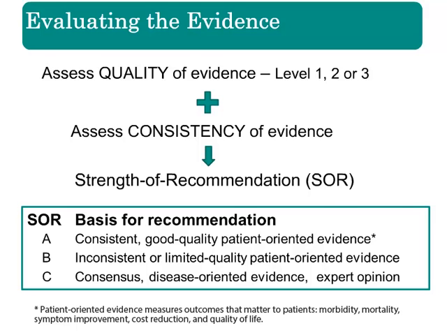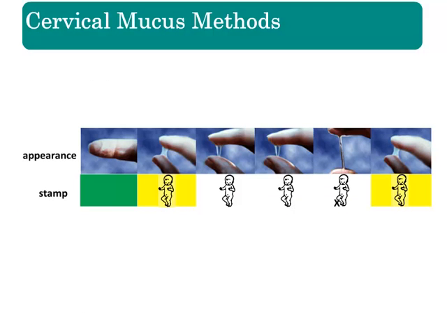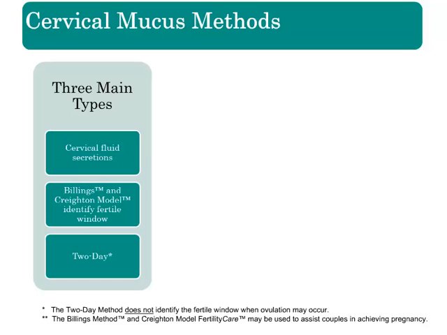woman's cervical mucus. Cervical mucus methods rely only on the observation of a woman's cervical mucus or fluid secretions. These are sometimes called ovulation methods because most of these methods indicate when a woman may ovulate. There are a few different cervical mucus-based methods. The most well-researched are the Billings ovulation method, Creighton model fertility care, and the 2-day method.